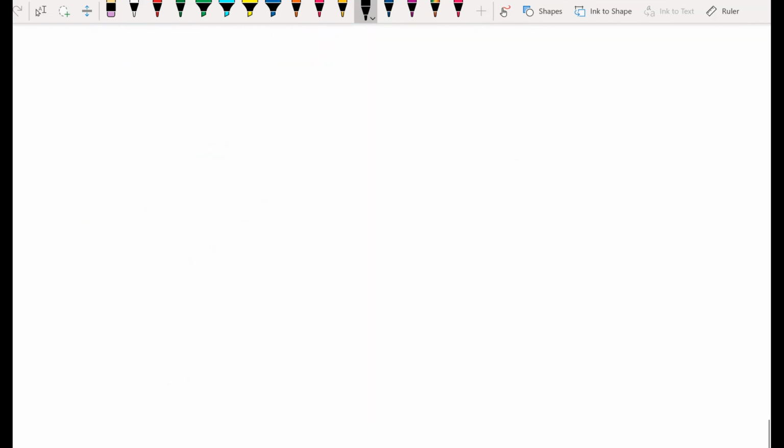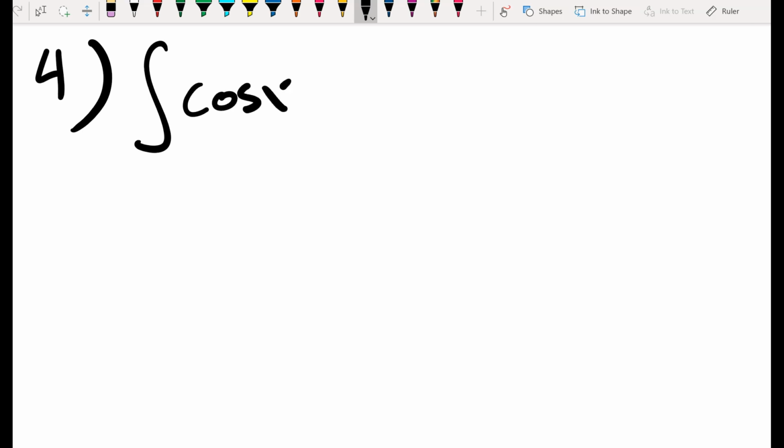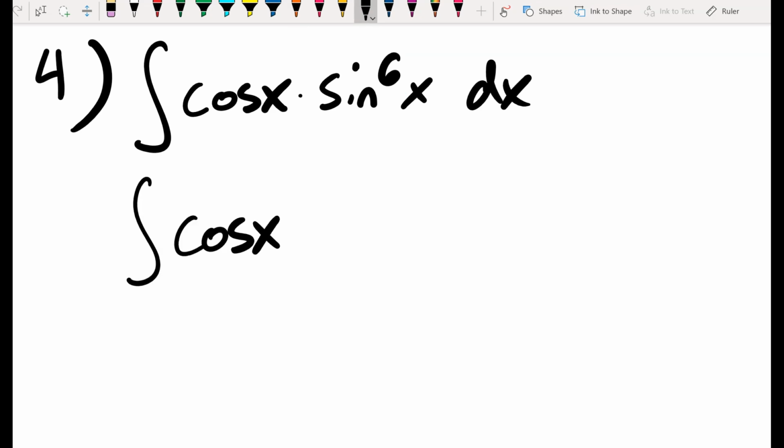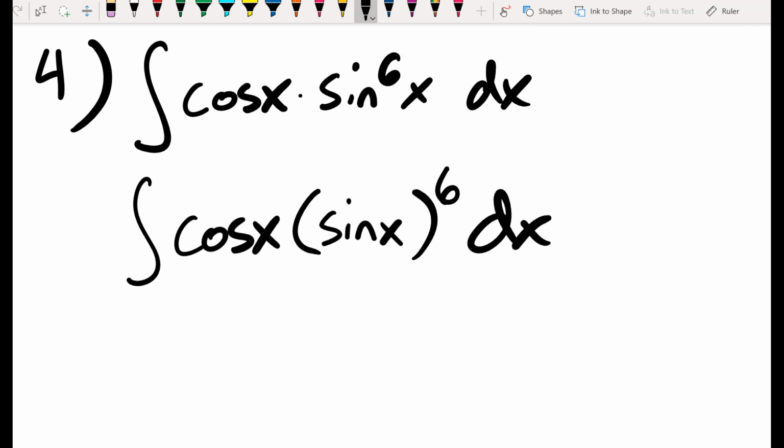That's enough polynomials. But what if I had something like the integral of cosine of x times sine to the 6th of x dx? Well, it might not be immediately obvious who u should be, right? I've got a cosine and I've got a sine, but I notice that this is sine to the 6th x. And notation-wise with trig, normally we write the exponent next to the trig function. I'm actually going to write that a little bit differently, just to make it more obvious who u is. I'm going to write that as sine of x, to the 6th, dx.